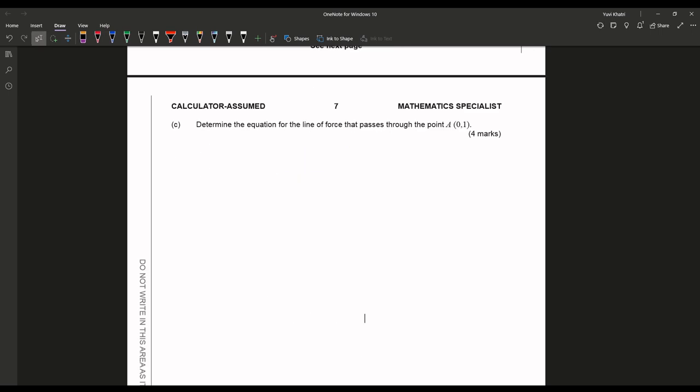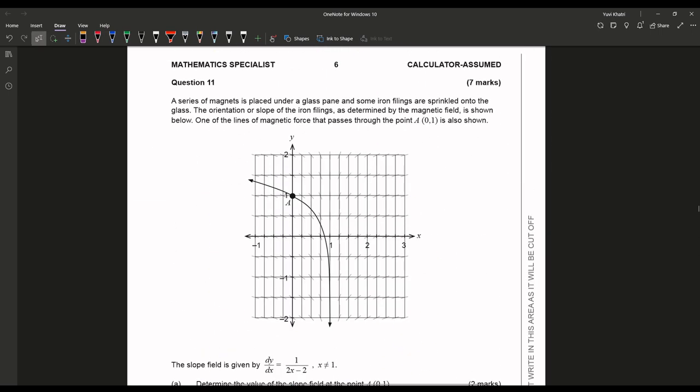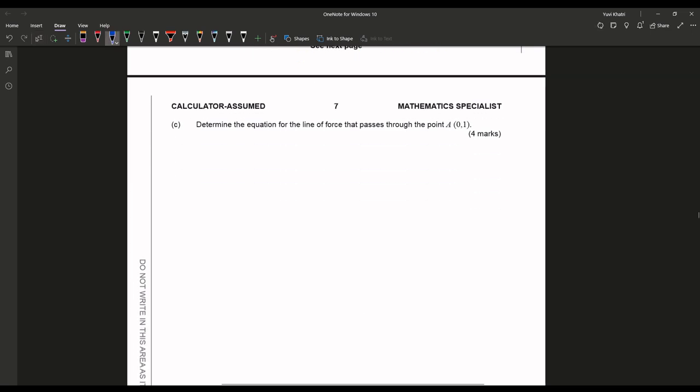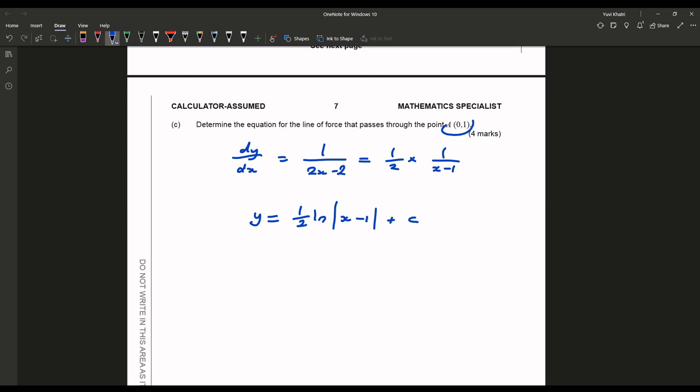Okay, part C just wants us to get the equation of this graph right here, the line of force. Now, we're given that dy/dx equals 1 over 2x take 2. What I'm going to do is factor out a half here, so we've got a half times 1 over x take 1. Now when we integrate, we get the antiderivative: y equals a half ln of the absolute value, don't forget that, of this plus c. And now we're given this point (0, 1), so let's just sub that in.